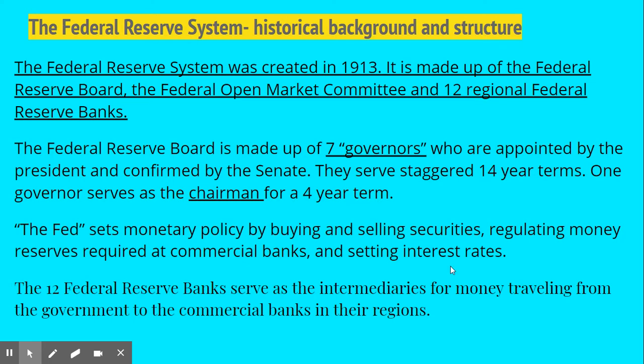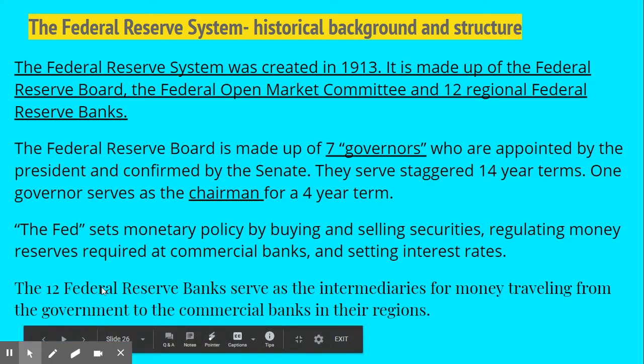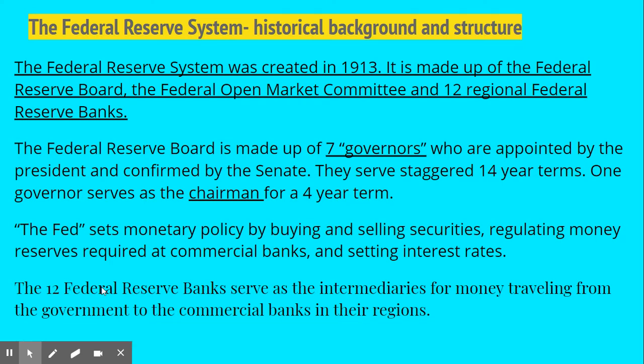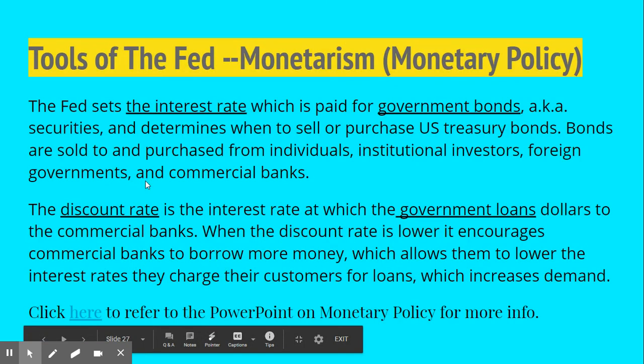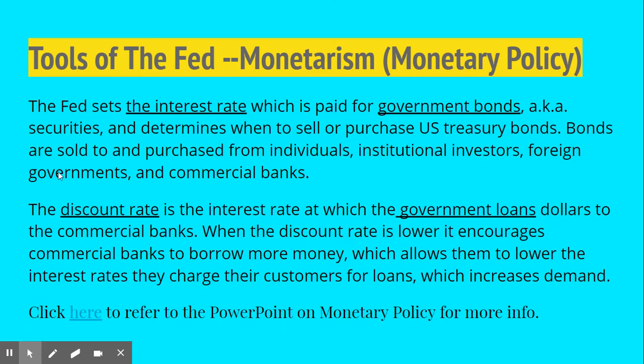And by setting interest rates. There are 12 Federal Reserve banks, or branches, districts that serve as intermediaries for money traveling from the government to the banks. So when we say the Fed is printing money, what does that actually mean? That's what we're talking about as far as buying and selling securities. We're going to talk about how that works, but first let me talk about the interest rates.